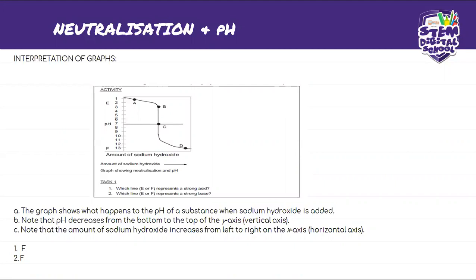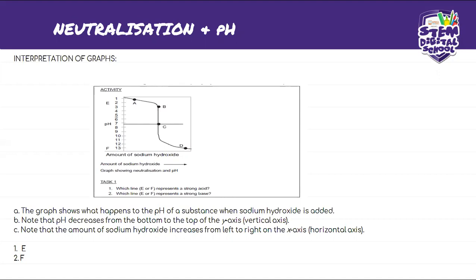Okay, I hope I've given you a fair brief about the graph. Now the question says the graph shows what happens to the pH of a substance when sodium hydroxide is added. Note the pH decreases from the bottom to the top of the y-axis, as you can see. So 13, you go up to 7 and up to 1. Note that the amount of sodium hydroxide increases from left to right. That is the horizontal. All right.